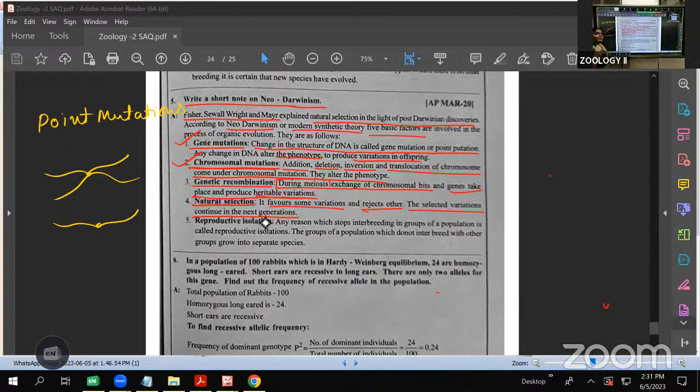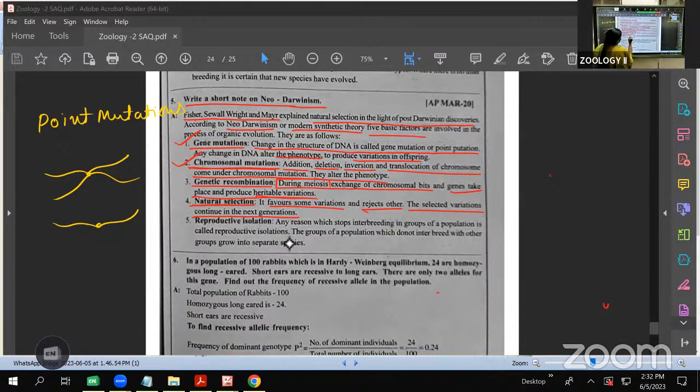Here is Biston betularia, the peppered moth. That peppered moth was mainly present in England before industrialization, when the gray moths were more common. After industrialization, the black moths were more common. Like this, natural selection is nature selecting which ones continue to the next generation, and the ones that are rejected will disappear. This is about natural selection.